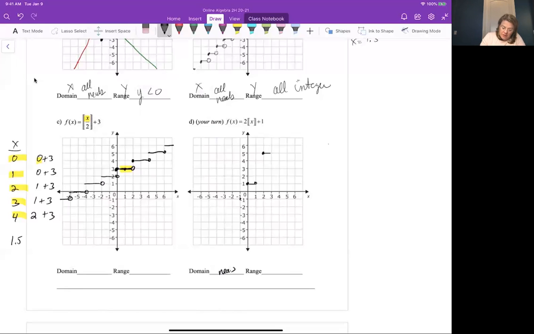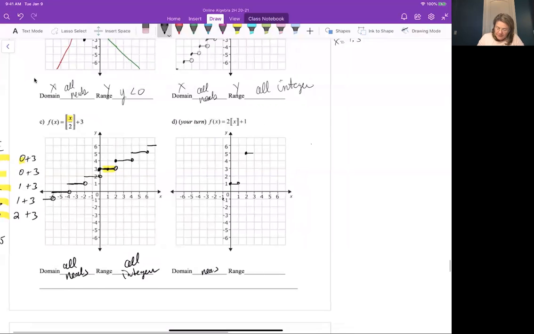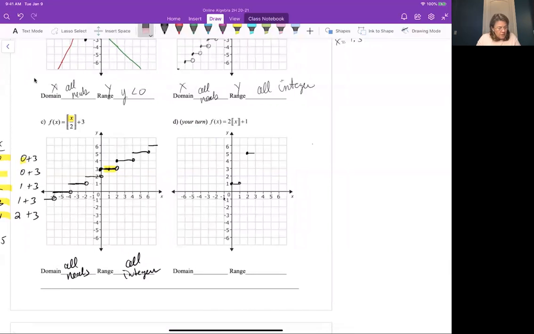Then I have to ask myself, what are all the possible values of x? Well, even though I have open circles, the next step covers it. So I have all reals. And what about y? Once again, as before, all integers. Okay. Now we have another one. You can try it. My suggestion is to start picking some x values and plug them into this greatest integer function if you're not able to do it in your head. So pause the video and come back.